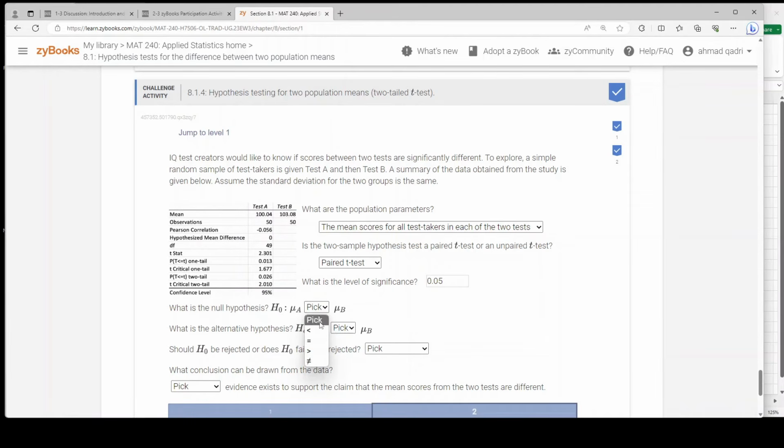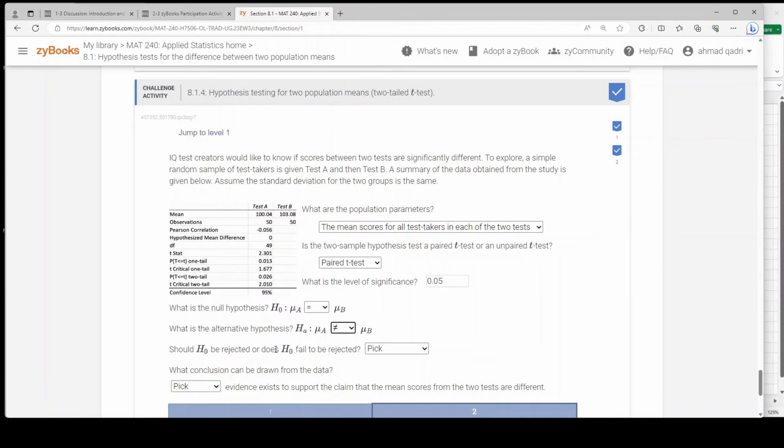The null hypothesis always is that the first mean equals the second mean. The alternative hypothesis is the claim that is being made. And in this scenario, because we are testing whether the two tests are significantly different, the alternative hypothesis is going to be not equal. That's what it means to say that they are significantly different.